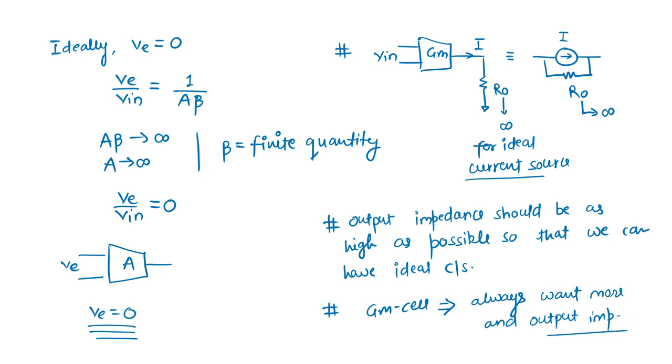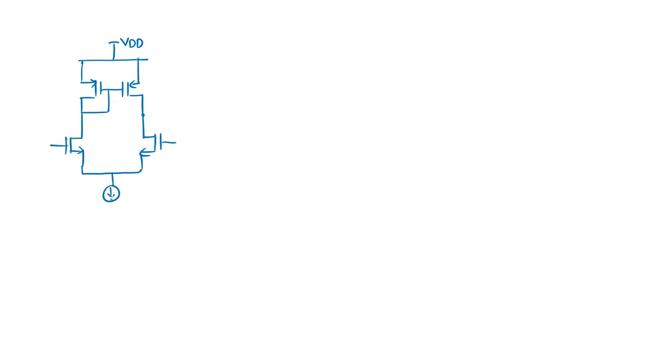Now we cannot get much higher output impedance with a single GM cell, that is our 5 transistor OTA structure. We need some improvements. Now let us come back to the 5 transistor OTA structure. What is the output impedance in general? It is not much higher. It is limited by some sort of upside impedance and downside impedance. So it is not ideal, not infinite output impedance.